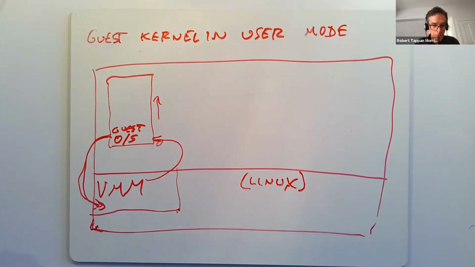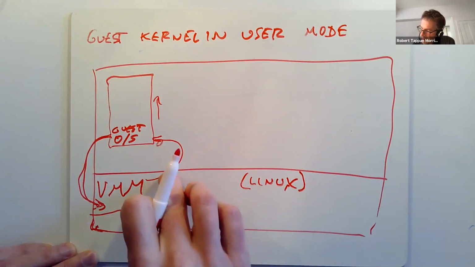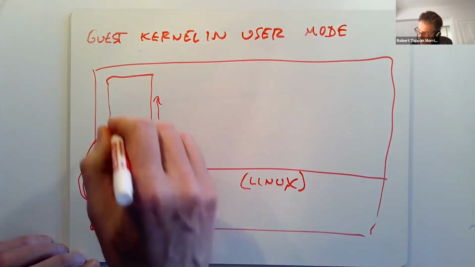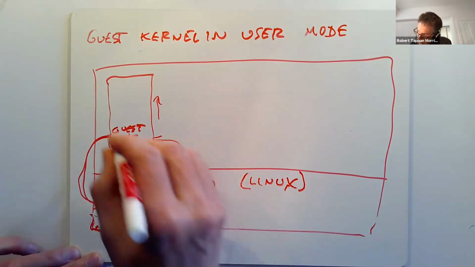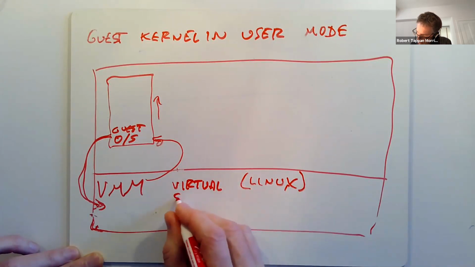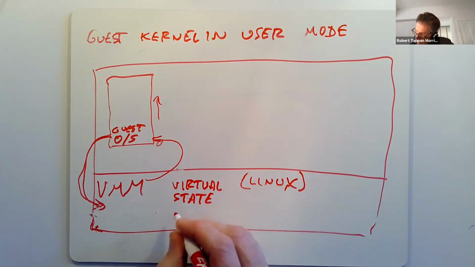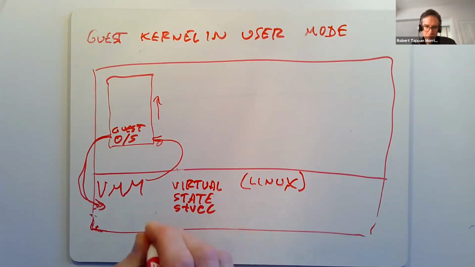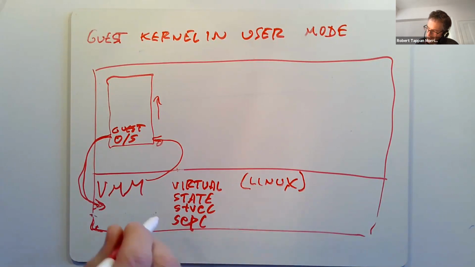And then the game is going to be that the virtual machine monitor is going to maintain virtual state, a whole table of virtual state information for the guest. So the virtual machine monitor will have, for example, a virtual STVEC register just implemented as a variable in software, and a virtual SEPC register, and all these protected registers.